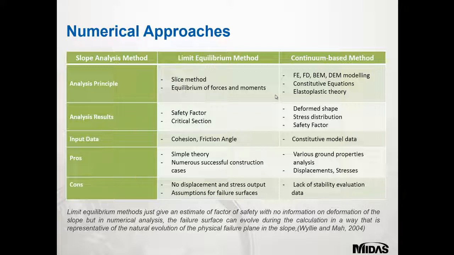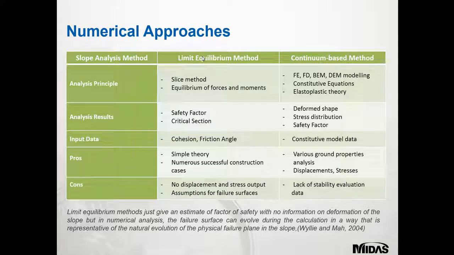So just the different numerical approaches. The main differences between the limit equilibrium method and the continuum based method are highlighted. The limit equilibrium method solves a problem using statics by dividing the slope into a multitude of different slices, whereas continuum based methods involve more detailed behaviour using FE, FD, BEM or DEM methods. Constitutive equations for ground and structure and elastic plastic behaviour are all included. So the LEM only gives results for the factor of safety and force diagrams for each slice, but continuum based methods give additional results for deformed shape, stresses and strains in the ground.